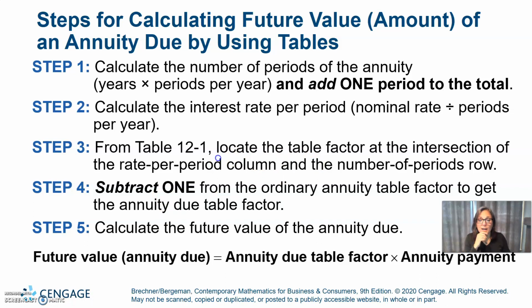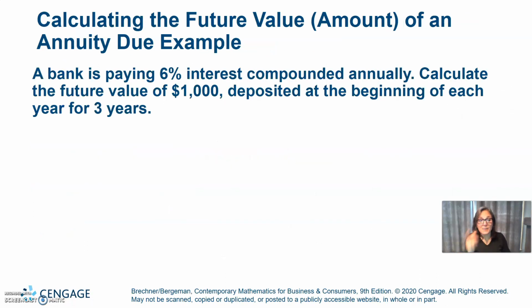All right. So let's try a problem. It's back to the same problem. A bank is paying 6% interest compounded annually. Calculate the future value of $1,000 deposited at the beginning of each year for 3 years. So because it's at the beginning and not the end, we have to do some subtracting and adding, okay?